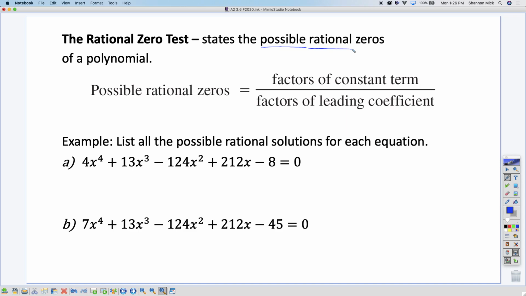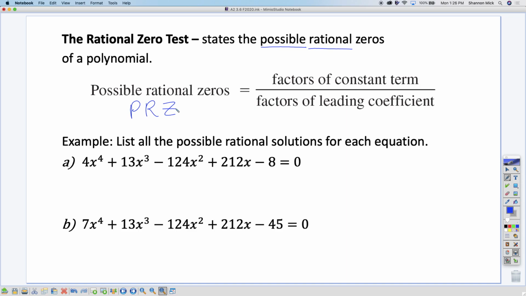So this says the possible rational zeros. So is this checking for imaginary or complex solutions? No. Is it checking for irrational solutions like the square root of 5 or the square root of 2? No. But it gives me a place to start, doesn't it? Yes. Okay. Now, it's an equation, and the possible rational zeros are equal to, and I call these PRZs. Why do I say it's a PRZ? Because if you take the first letter of each word and put them together, you get the 3 letters. I don't want to write out possible rational zeros, do you? Probably would.